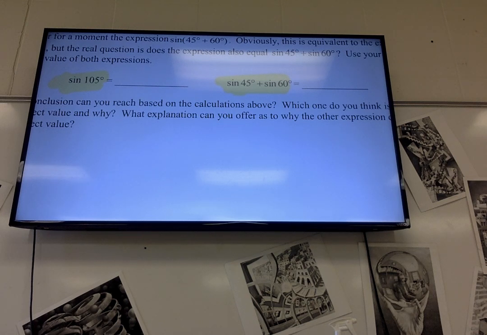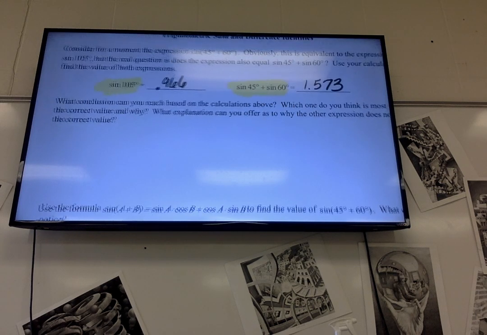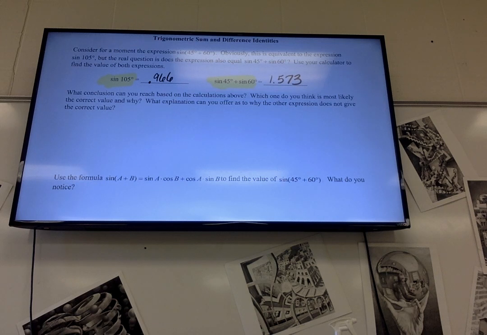Okay, what was the sine of 105? 0.966. There you go. Anybody need help on how to get that? Okay, somebody else tell me what the sine of 45 plus the sine of 60 is. 1.5. Yes. Notice those two are not equal. The sine of 105 degrees is not equal to the sine of 45 plus the sine of 60.